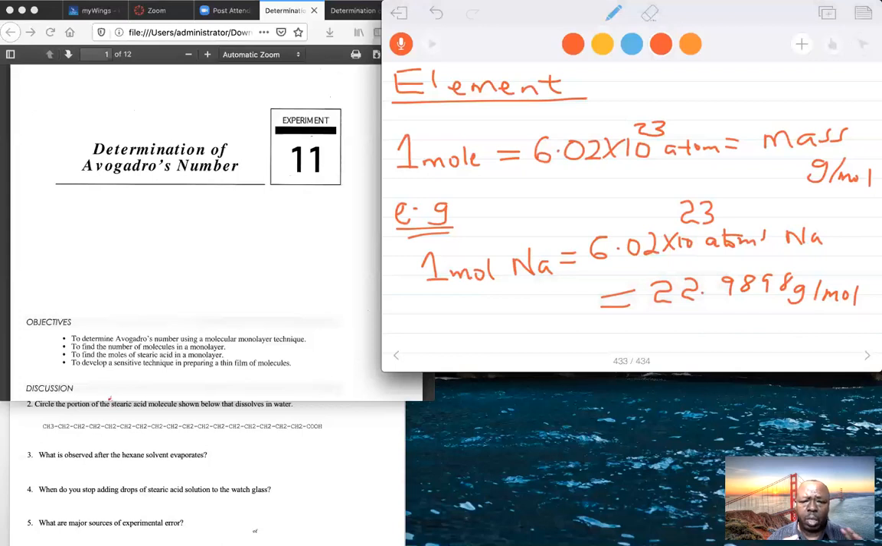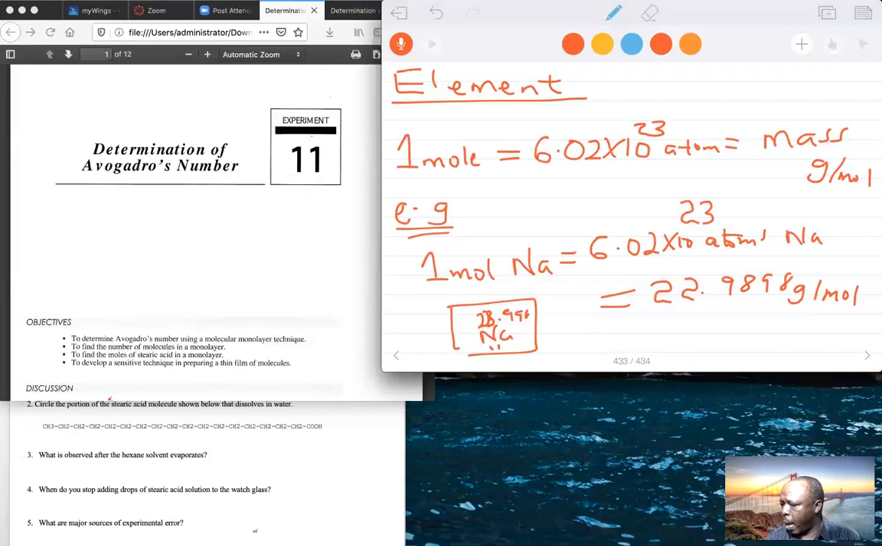What you have to do is look at the element. You know from the periodic table how to read what the numbers represent. This is 22.9898, how to find the atomic mass. This is for an element, just an element on the periodic table.